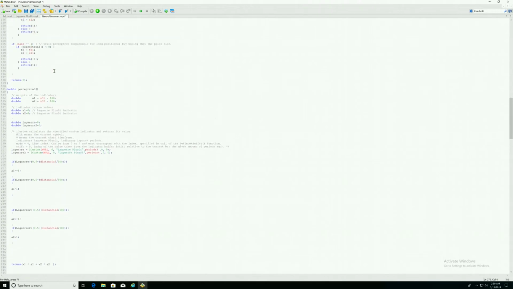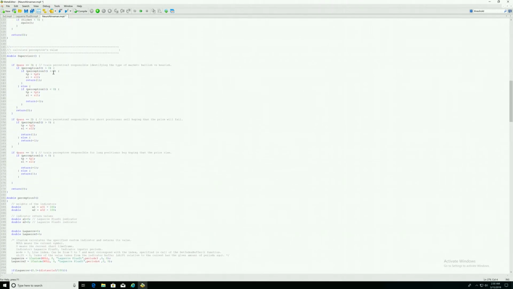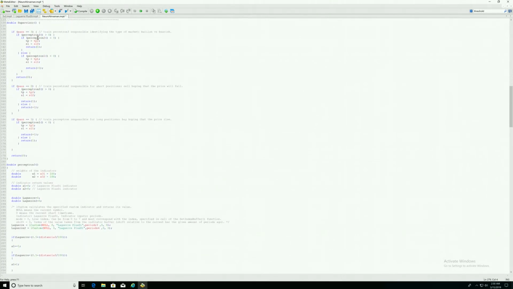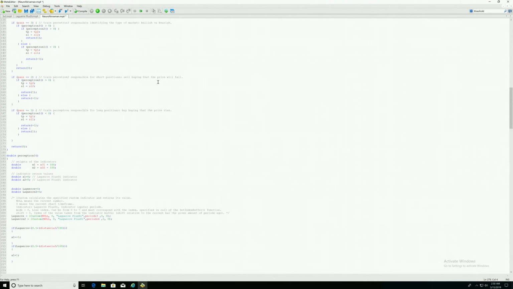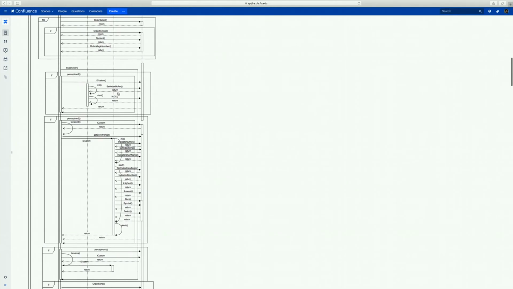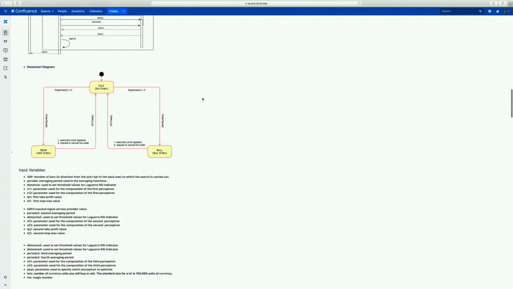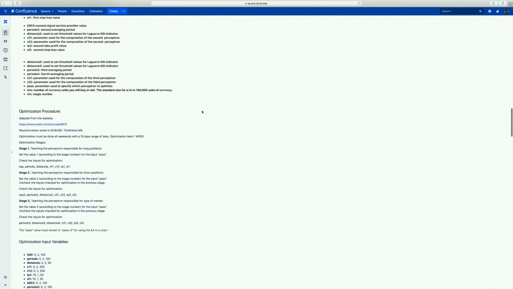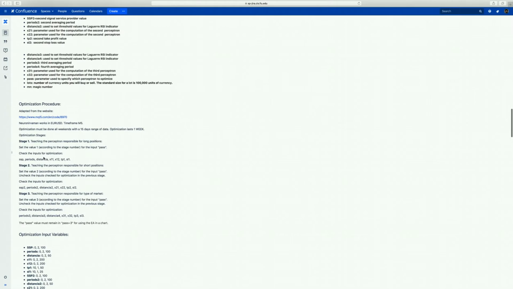So after we call the supervisor function, the supervisor function runs through the third perceptron, which is responsible for identifying the type of market. The second perceptron, which is responsible for identifying the short positions, and the first perceptron, which is responsible for identifying the long positions. So in the optimization for the expert advisor, you have to train all three of those separately. So this is described here in this optimization procedure. So you have three stages.